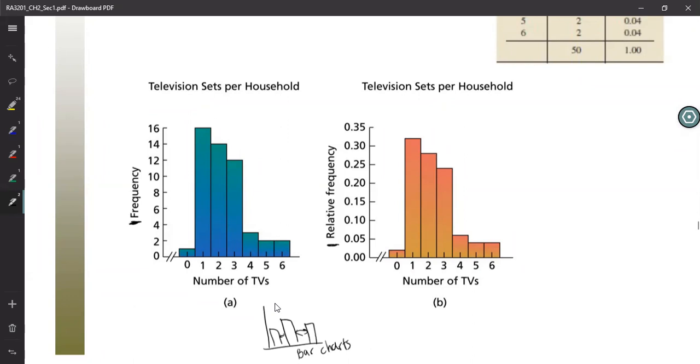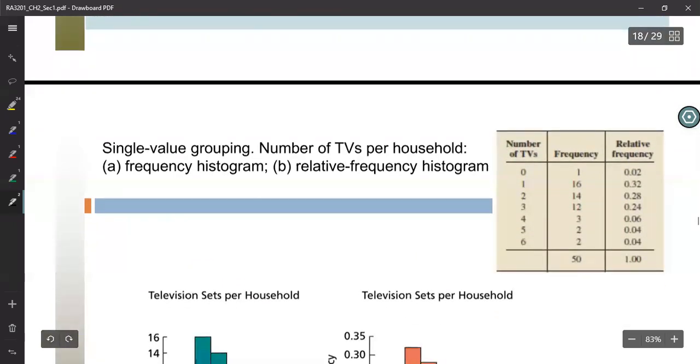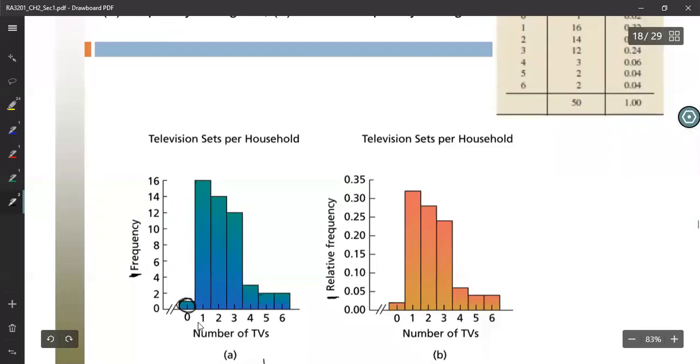Now here, you see 0, the tick is for the midpoint, but the 0 is for this whole set. Okay, 0 is the midpoint. For 0, there's only 1 for the frequency. Then the 1, this is the bar for the 1. This is the bar for the 2, and so on. You can see the histogram. So this is how you draw the histogram for discrete cases.